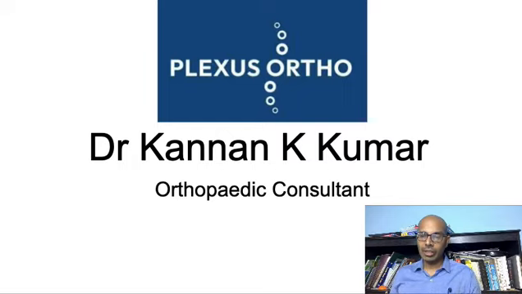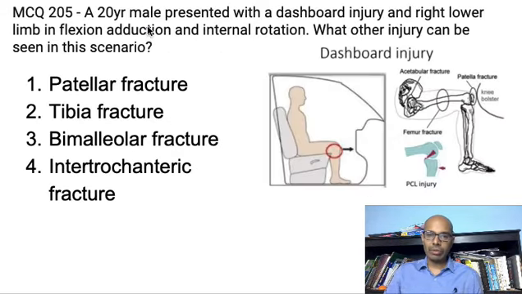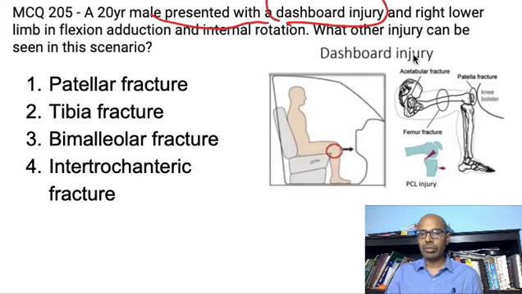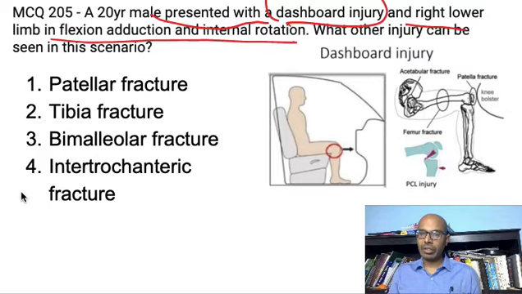My name is Dr. Kanan Kumar and today we're going to discuss MCQ number 205 that we put up a couple of days ago in Telegram channel. So the MCQ question was as follows. A 20-year-old male presented with a dashboard injury. So you should understand what a dashboard injury is. And a right lower limb in flexion, adduction and internal rotation. What are the conditions which can cause the right lower limb in flexion, adduction, internal rotation and apparent shortening?